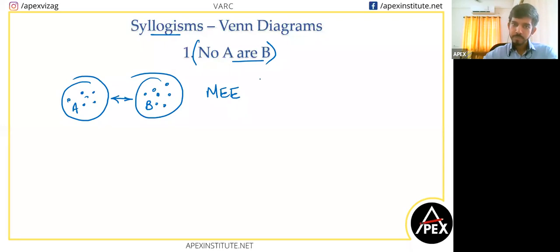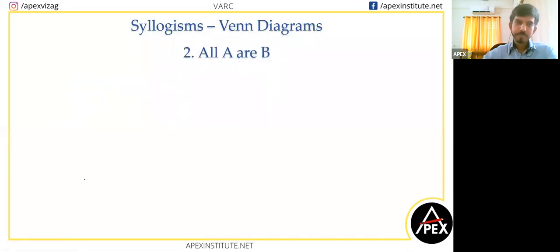Any doubts in this? Does anyone remember what we studied in set theory? Okay. So some of you have seen this before. So I'm just going to take you through a few situations which try to explain using diagrammatic solution how it will look. Now let's look at all A is B.